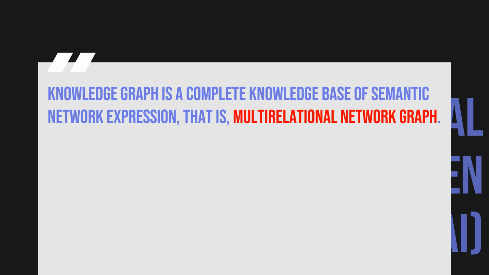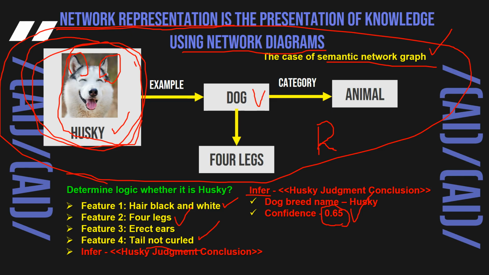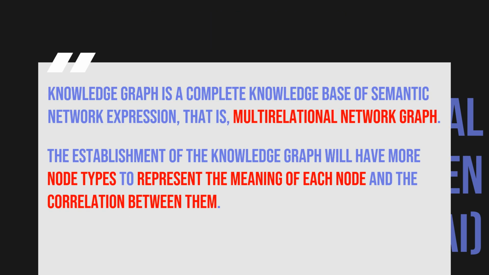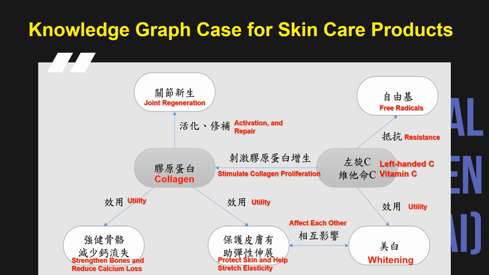So the knowledge graph is a complete knowledge base of semantic network expression. That is called a multi-relational network graph, such as the framework right here. The establishment of the knowledge graph will have more node types to represent the meaning of each node and the correlation between them. Correlation, a stat term. And this is another case about skincare products, they call a knowledge graph.